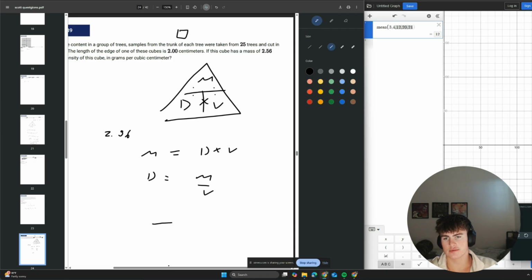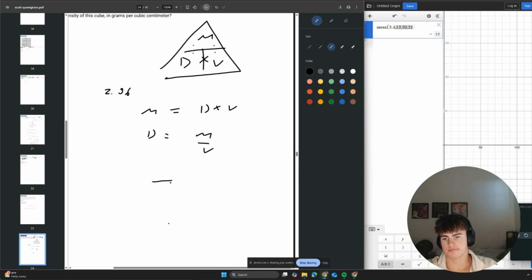A cube has 3 dimensions. So to find the volume of the cube, all you do is take the side length cubed, so 2 cubed, which is 8. So the volume of the cube is going to be 8 here. So we have mass equals density times 8. Okay? Alright, so with me.